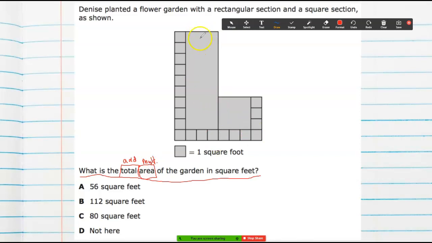So we have two shapes here. We have a rectangle and a square. And we're going to keep those two shapes separate, find the area of both, and then add those together to find the total area. So notice this section is not filled in with squares, but we can still figure out those two sections. So what we're going to do is look at the rectangle first.